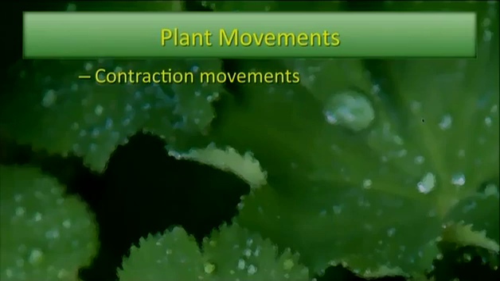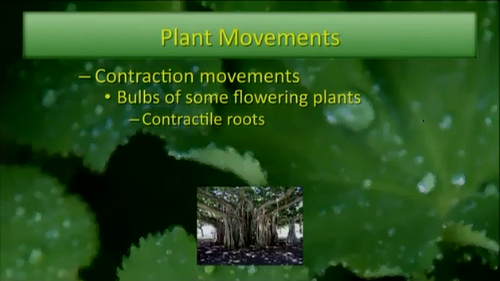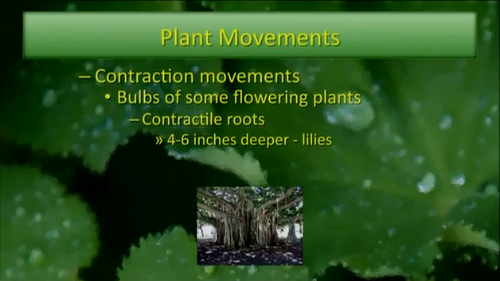We also have contraction movements. Remember we talked about this before? Bulbs of some flowering plants will have contractile roots, like lilies. So if you plant a lily seed at ground level, right near the top of the soil, by the time the plant is mature, it may be 4 to 6 inches deeper in the soil, the lily plant or the bulb. Also banyan trees, their roots show contractile movements because the root, when it contacts the soil, actually contracts to pull it straight up to make the root go straight from the branch to the soil. So aerial roots of banyans do that.